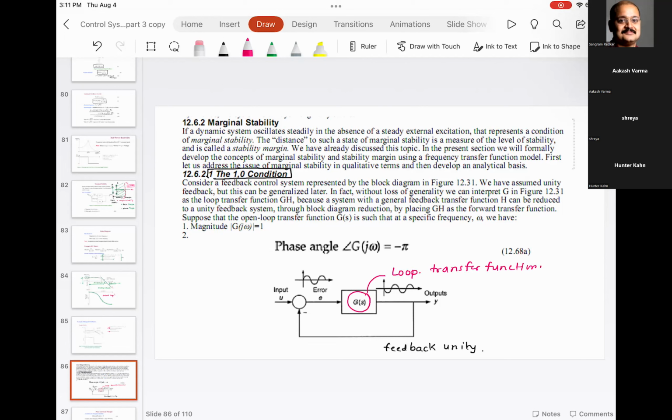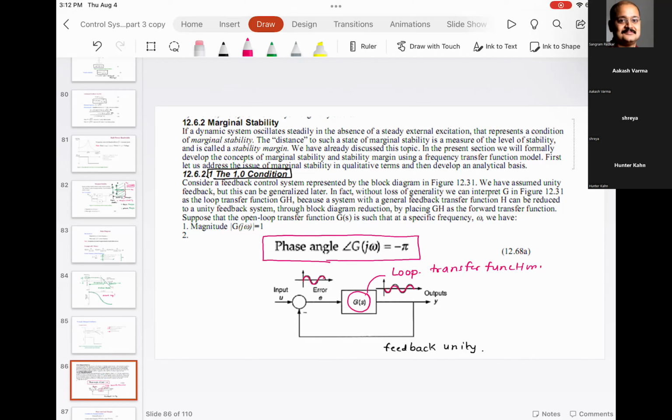And what happens is the error that you feed in, because of the characteristics of the transfer function, basically gets inverted. The output gets inverted. And this is characterized by the phase angle to be minus pi, which is minus 180. So the output basically lags the input by 180 degrees. Output lags the input by 180 degrees. And that is because of this unity feedback and this transfer function.